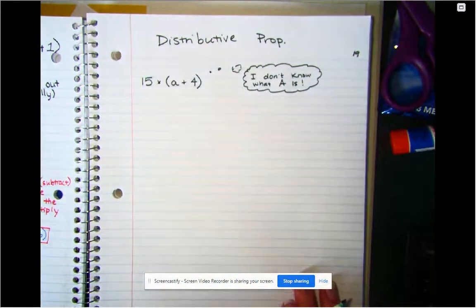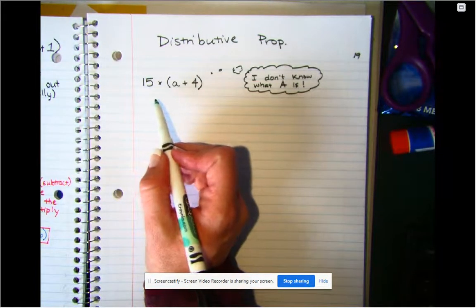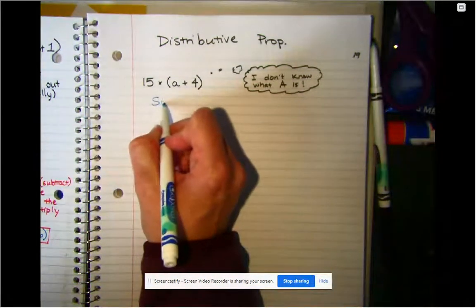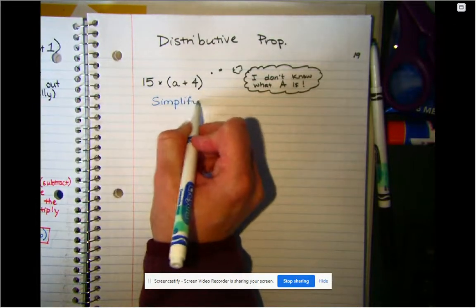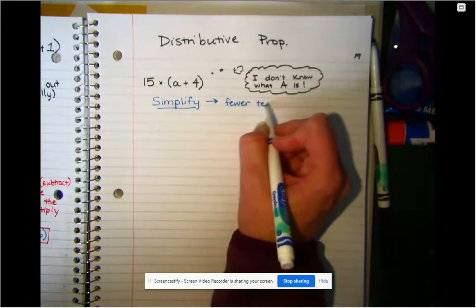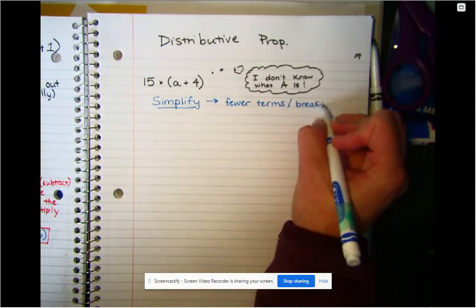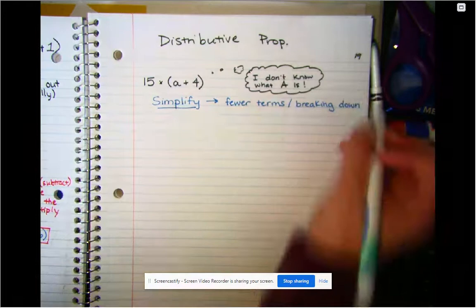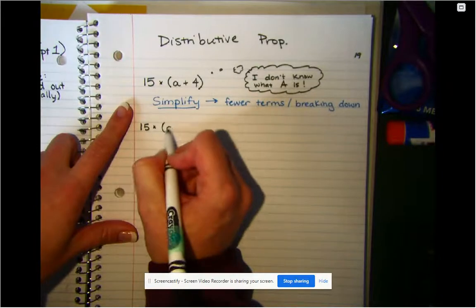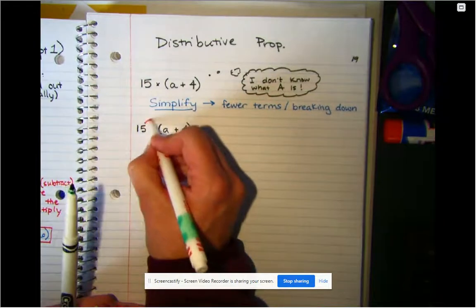If I don't know what a is, then one thing I can do to make the problem easier to work with once I do get it is simplify the expression. Remember when we talked about simplifying? Means fewer terms, or just breaking down what can be broken down. So, in the problem 15 times a plus 4, I can distribute the 15.